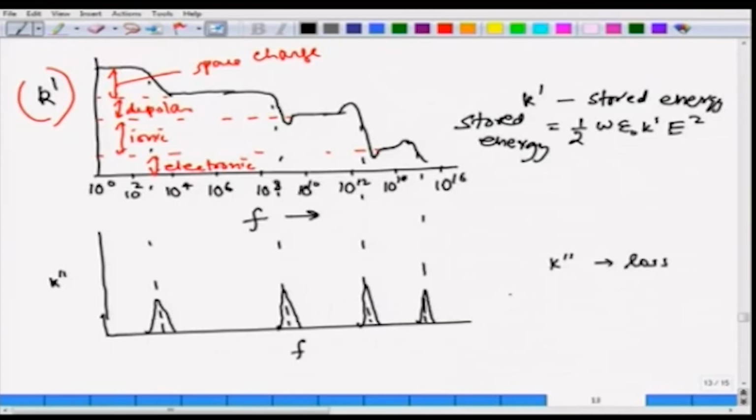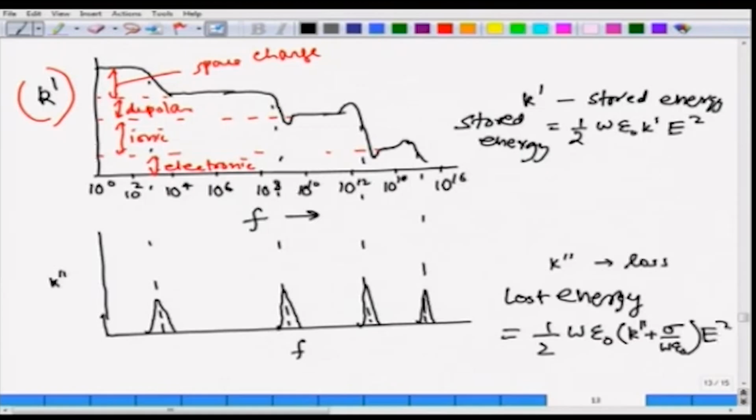And the lost energy would be equal to half omega epsilon naught times K double prime plus sigma, E squared. This is the AC part, and this is the DC part. This is the lost energy.